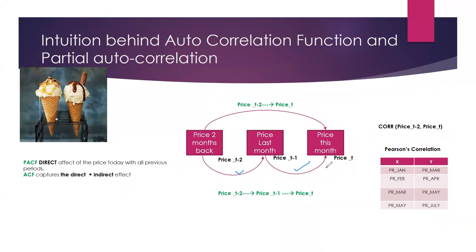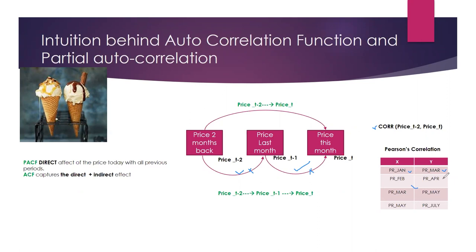Now, how do we find the direct effect? In order to find the direct effect, which we call partial autocorrelation, I'm removing the indirect effect. Finding the indirect effect is very easy. Just like you have a correlation in mathematics, you can find the correlation between two series. I can have two series, X and Y, where you have prices for Jan, Feb, March, and April, so you have a 2 months price difference. You have the price for Jan, for March, and for Feb and April, so you can find the correlation between these. The correlation you find here is nothing but your ACF, which is very easy. You can just find it.